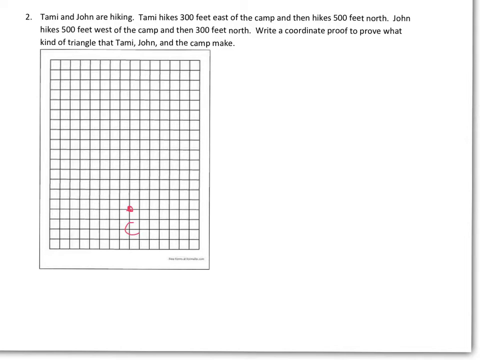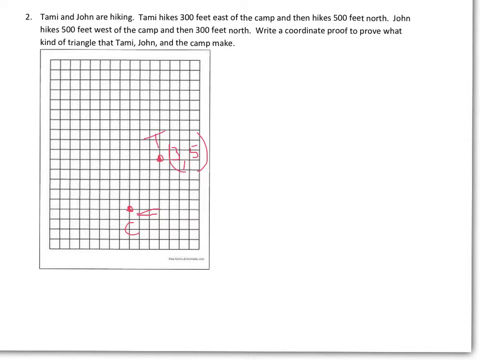Now, Tammy hikes 300 feet east of camp and then 500 north. So 300 east, and east would be going to the right. I'm going to say that each grid square counts for 100, so I'm going to go 3, 5. So I'm going to go 1, 2, 3, then 1, 2, 3, 4, 5, and we're going to be right up there. So that would be 300 there, or 3, and then up 5. So instead of using 300 and 500, I'm going to say the coordinate there is 3, 5, and that is Tammy.